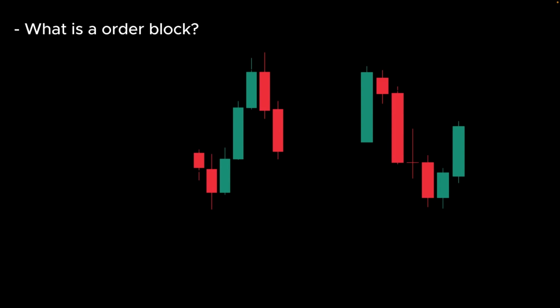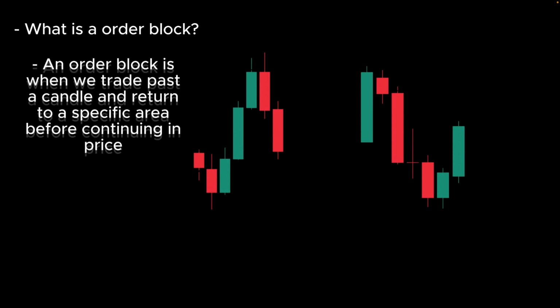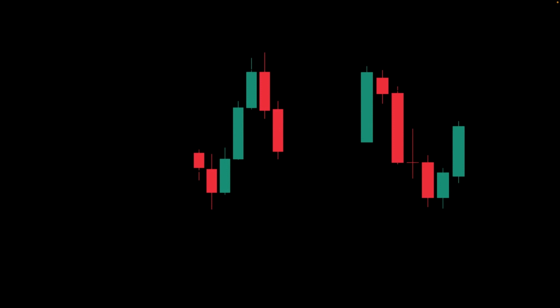So what is an order block? An order block is when we trade past a candle and return to a specific area before continuing in price, right? So very simple. We trade past a specific area on a candle to which price will return and then continue from. So what is the difference between a bullish and a bearish order block?